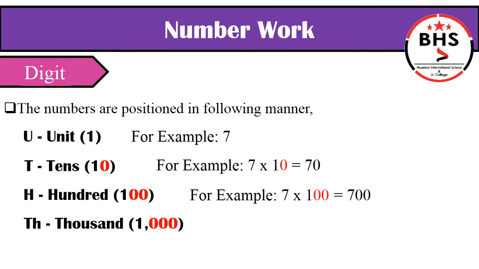TH is for 1000. Children, 1000 is 10 times greater than 100, so it has 3 zeros. For example, when 7 is 1000 times greater, it becomes 7000. Children, for 1000, 3 zeros get added with the number which is there on the thousands place.